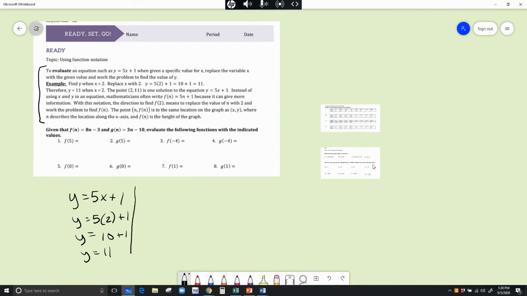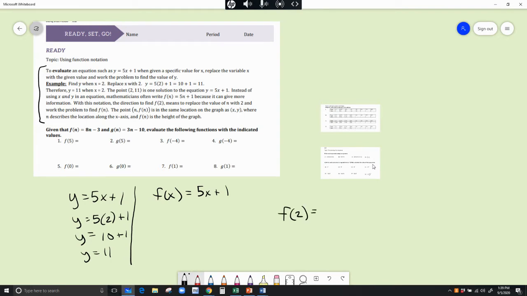So an easier way to write this is using function notation. It also makes it easier whenever you're talking about different equations. So if you're given more than one equation, it might write it like this: f of x equals 5x plus 1. And then instead of saying, hey, whenever x equals 2, what does y equal? It'll just give a question that looks like this: what does f of 2 equal?